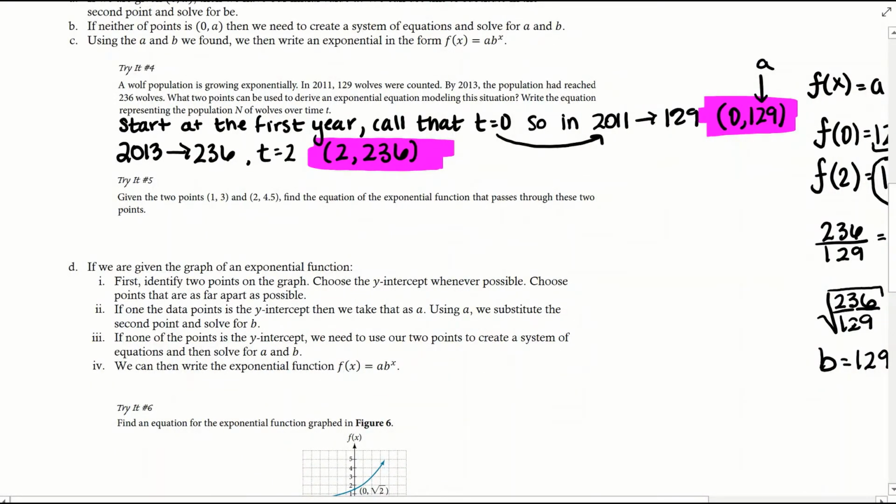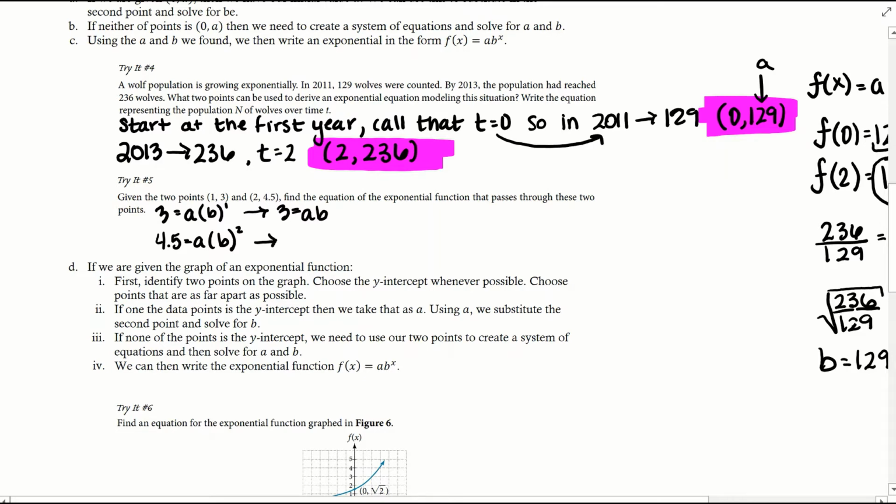So number 5, given these 2 points, we're going to find an equation for the exponential function that will pass through these 2 points. So I'm going to make those 2 equations. My first one is going to be 3, because that's my y, equal to a b to the 1. My other equation is going to be 4.5 equals a b squared. So with that first one, obviously this is just going to be 3 equals ab.